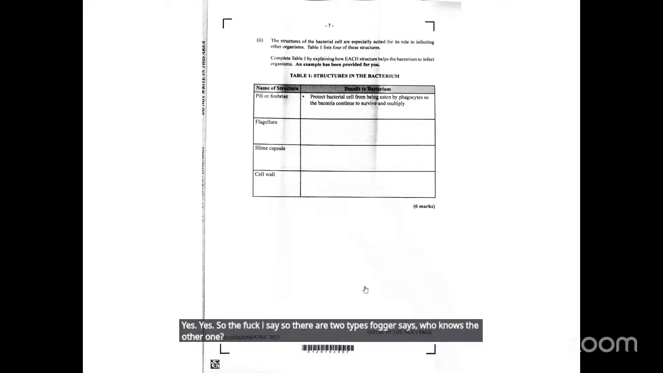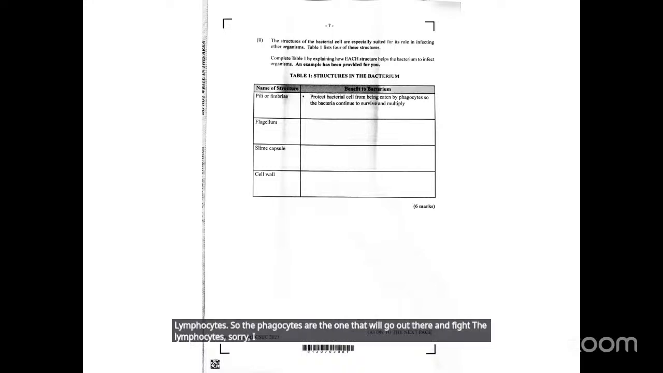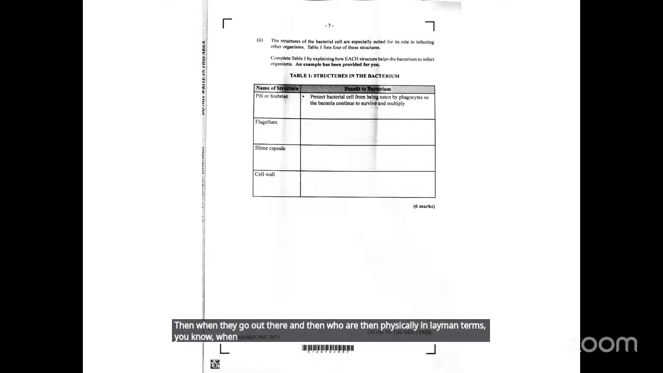Yes. So the phagocytes, there are two types. Phagocytes, who knows the other one? Lymphocytes. So the lymphocytes, sorry, are the ones that will go out there and war with the bacteria. We always talk about that. They go out there and fight them physically, in layman's terms. When we are going to school, that's how we get students to understand. So boom, they go out there and war, while the phagocytes eat. So they do the cleanup.